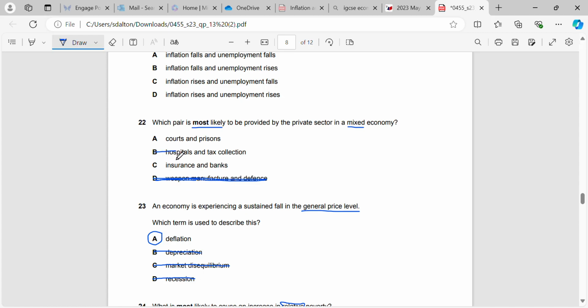Hospitals and tax collection, most mixed economies that I can think of, unless you can correct me, will have government funded hospitals, and the same with prisons and courts. They will all be funded through the government. So the one that is most likely to be provided by private sectors would be the insurance industry and the banking industry in mixed economies.